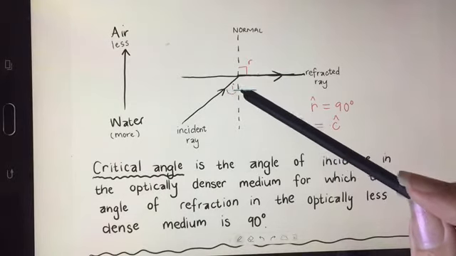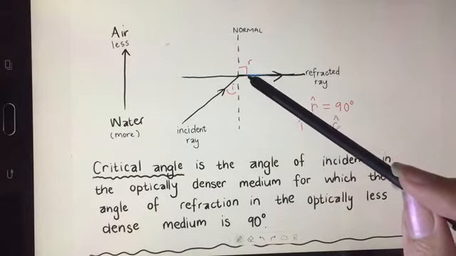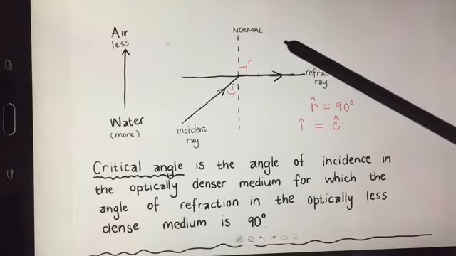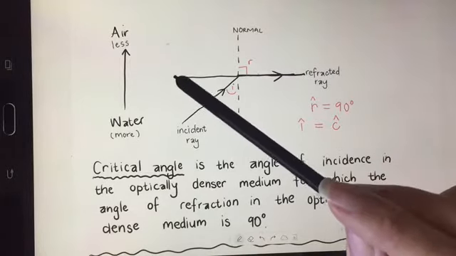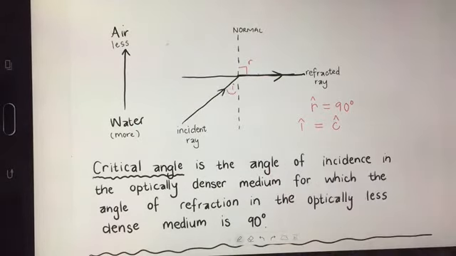So what is the critical angle? The critical angle is the angle of incidence for which the angle of refraction is equal to 90 degrees. Very important, for there to be a critical angle, light must be traveling from an optically more dense medium to an optically less dense medium.